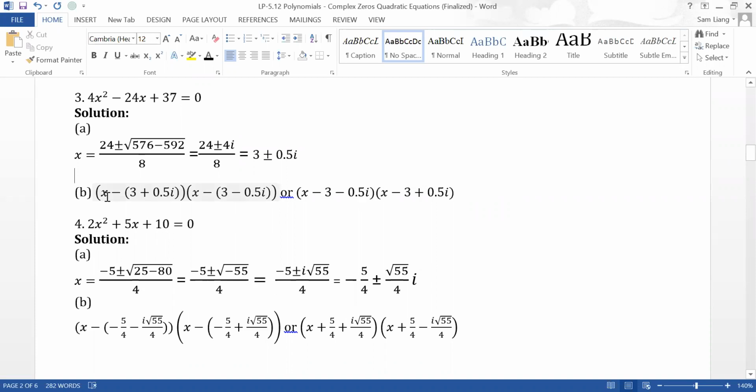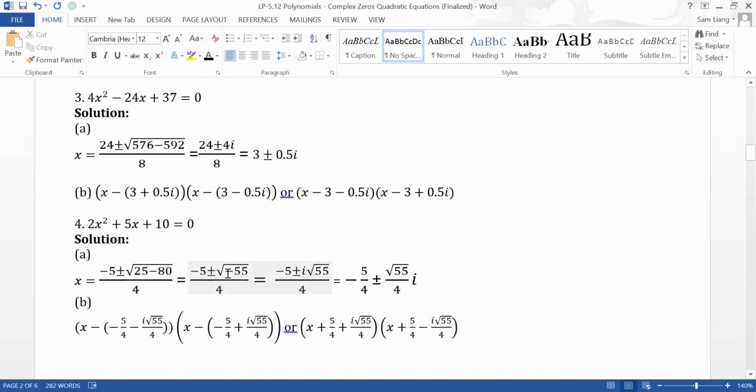I guess we'll go on to question 4 then. Here we have 2x squared plus 5x plus 10 equals 0. And for this one, we have negative b plus or minus the square root of b squared minus 4ac. So that's negative 5 plus or minus the square root of 5 squared, which is 25, minus 4 times a times c. So it's 4 times 2 times 10, which is 8 times 10, which is 80, right? All divided by 2 times 2, that's 2a. So under the radical, we get 25 minus 80, which is negative 55.